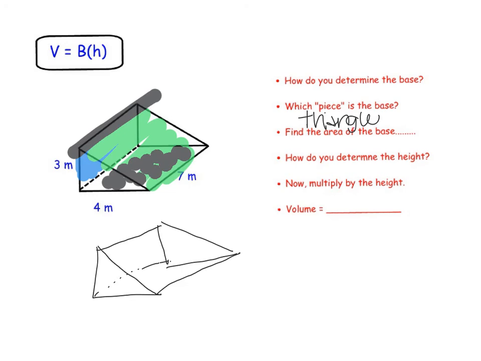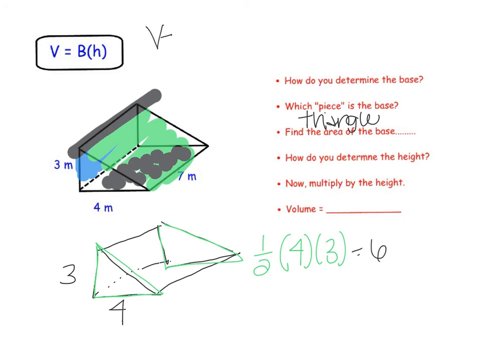So what I'm going to do is find the area of one of these triangles. To find the area of a triangle, that formula is 1/2 times base times height. So my triangle measurements that I've been given in the original diagram, the base is 4 and the height is 3. So I'm going to multiply 1/2 times 4, that's 2. 2 times 3 is 6. So I'm going to fill that into my formula. The area of my base triangle is 6.